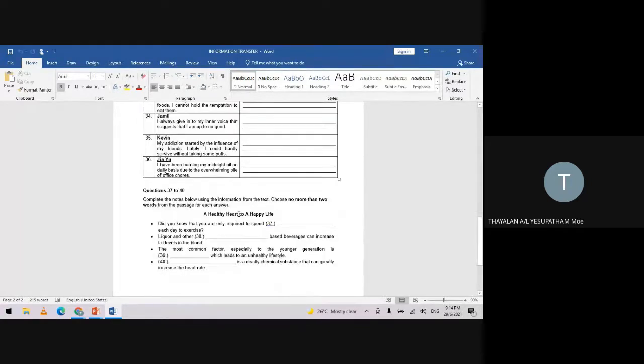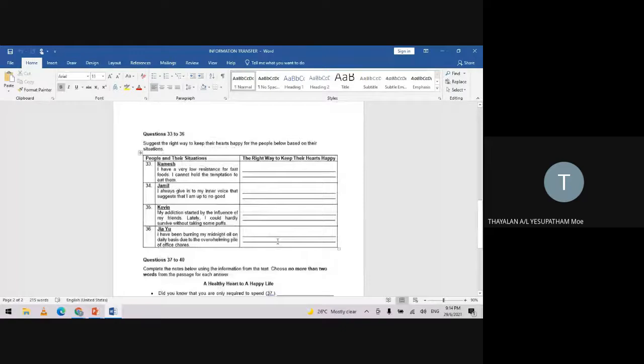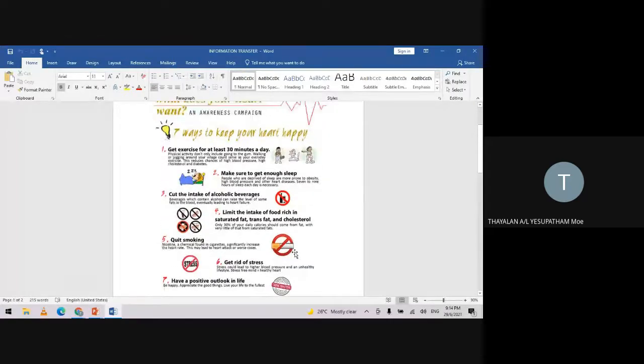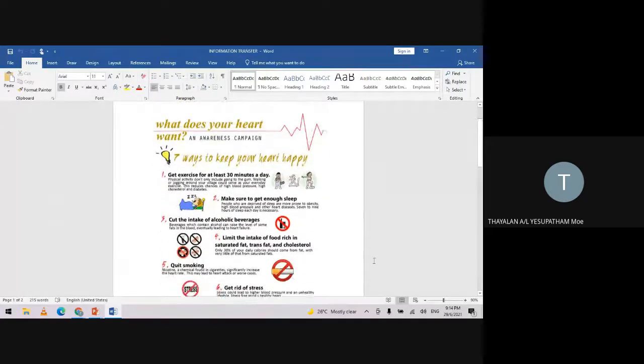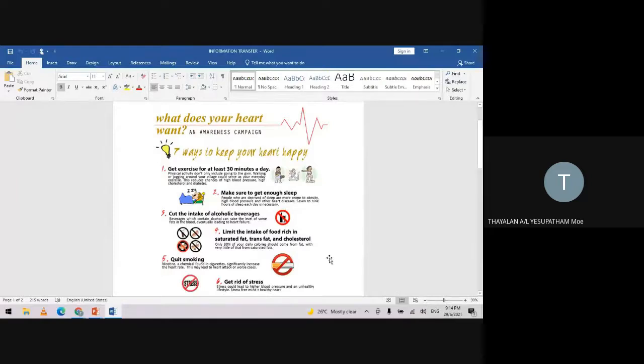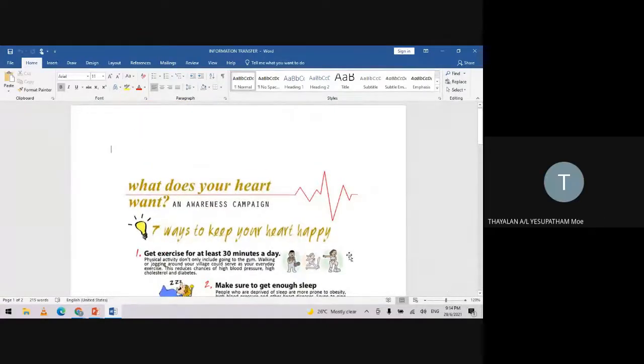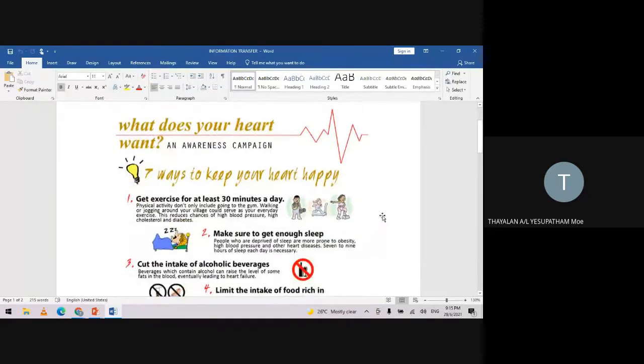And then here, a healthy heart to a happy life. Now we move on to read the text. Is it big enough to read, or do I need to make it bigger? It's a little bit bigger, sir. Make it bigger, sir. All right, then I'll go slow. I have to request Kenneth. Can you read, Kenneth? Yes, I can, sir.